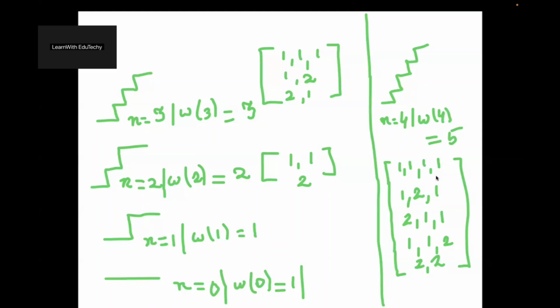So if you try to break it down, every possible way you can climb, these are the possible ways, and you can see this 1, 2, 3, 4, 5, right? So it matches.